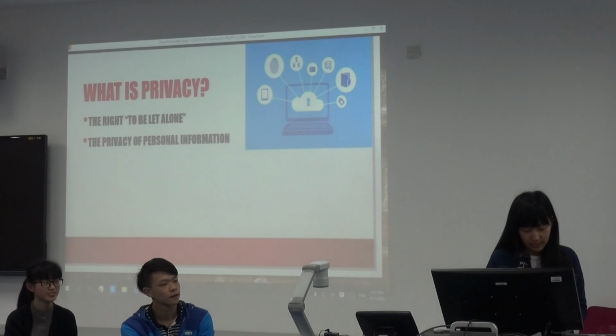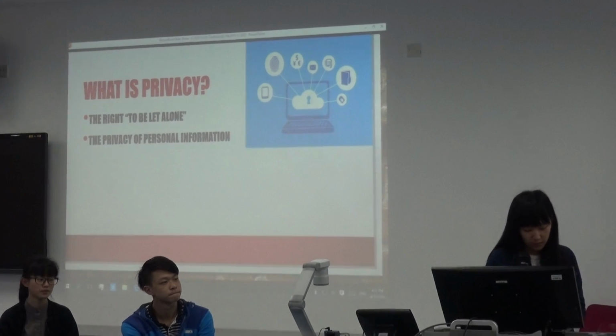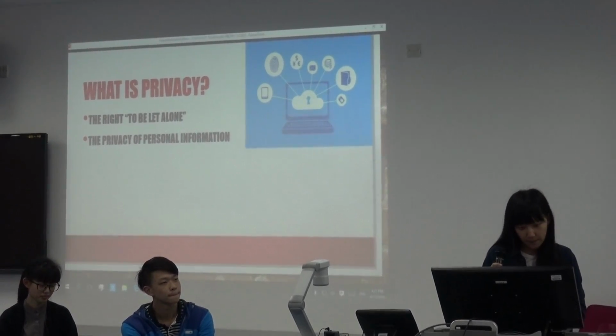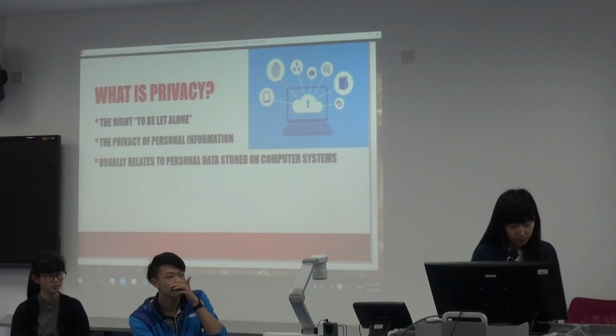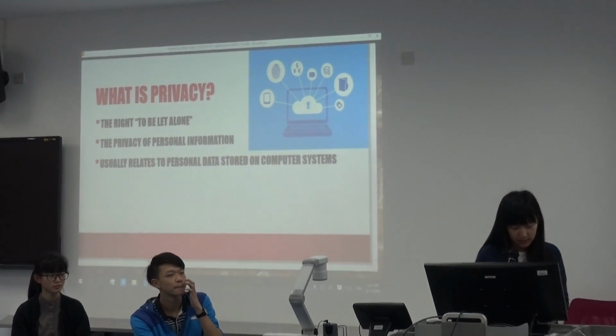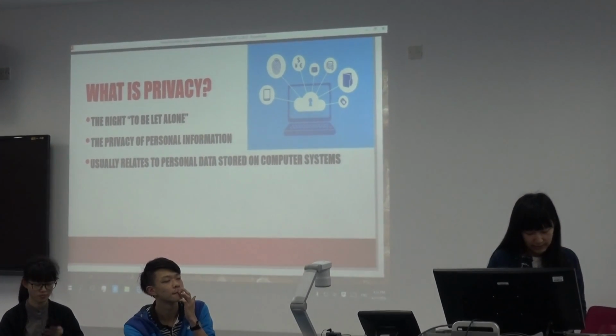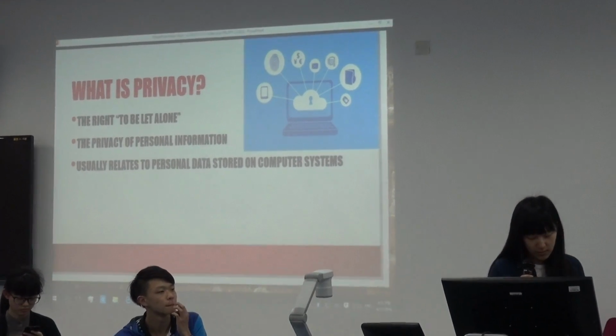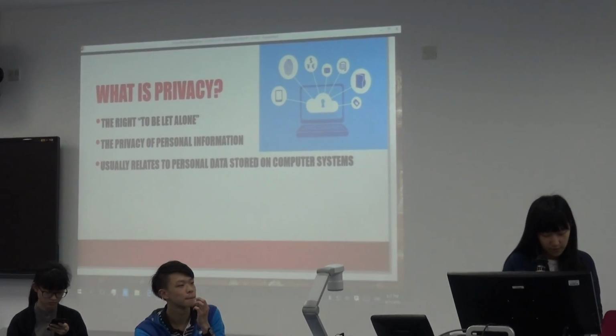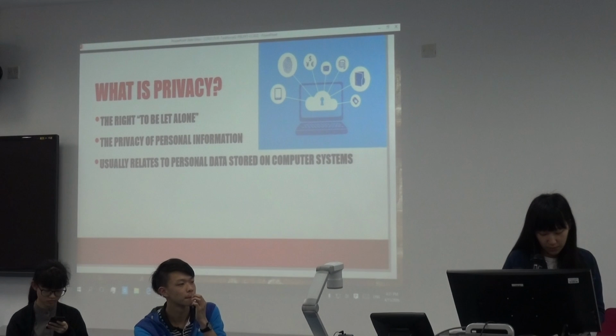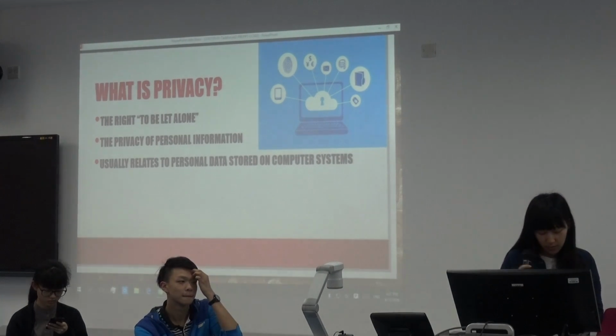Information privacy is the privacy of personal information and usually related to personal data stored on computer systems. The need to maintain information privacy is applicable to collected personal information such as medical records, financial data, private records, political records.